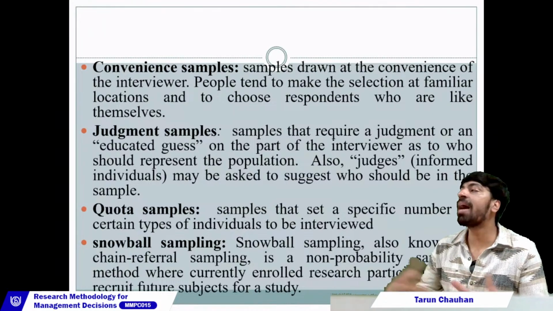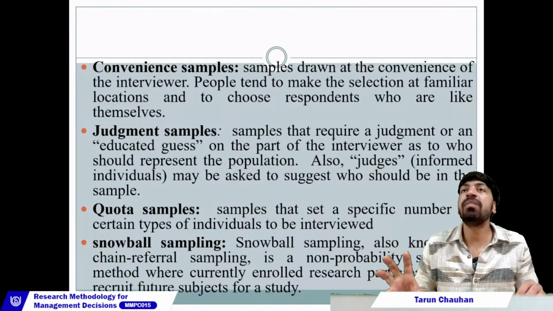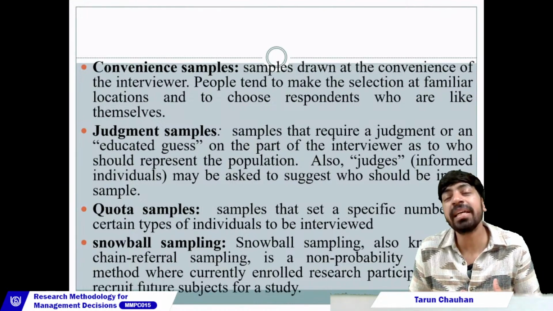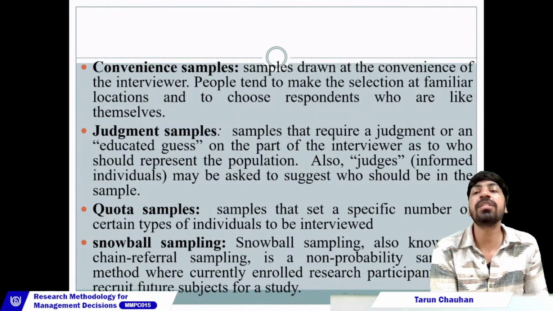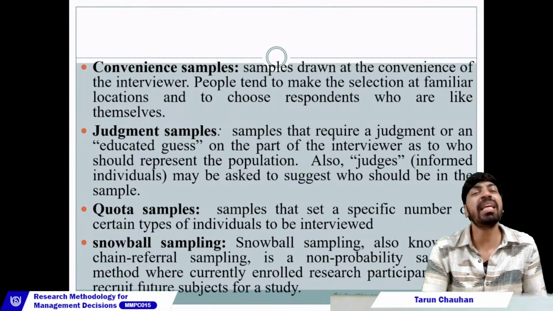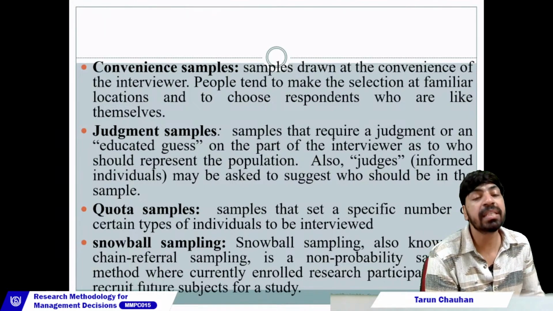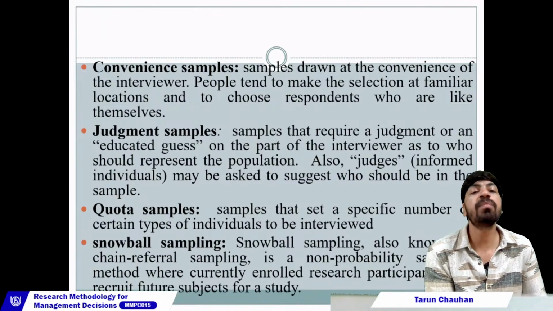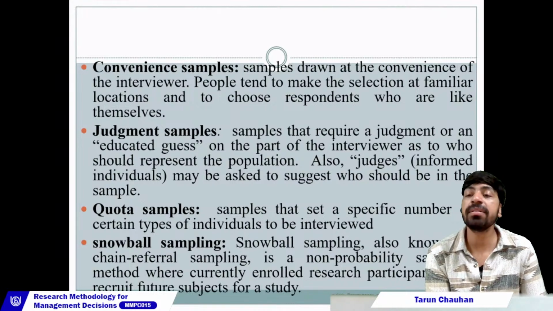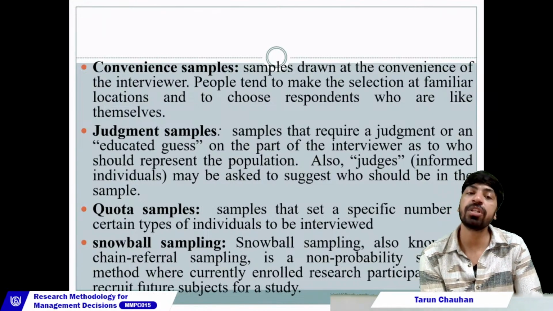Convenience samples are the samples which are drawn according to the convenience of the interviewer, where it is very easy to make the selection at a familiar location and to choose respondents who are like themselves, in selected locations or selected cities or areas. That's called convenience samples. Judgment samples are samples that require a judgment or an educated guess on the part of the interviewer who should represent the population, and that's called judgment sampling.